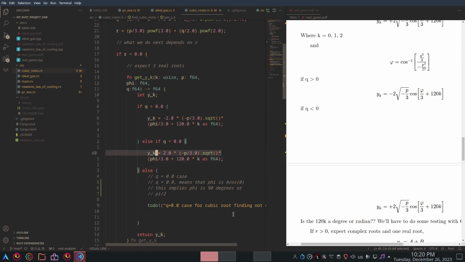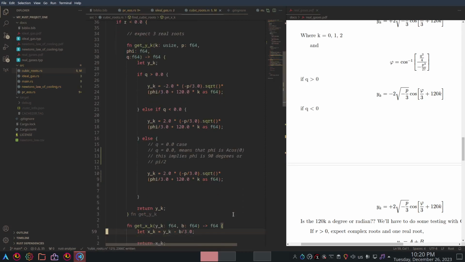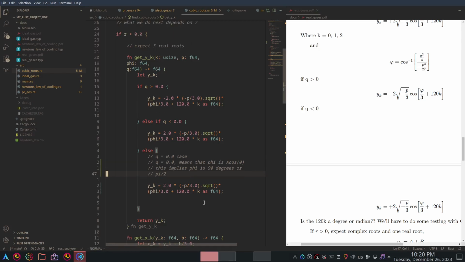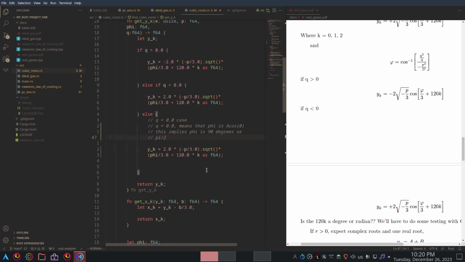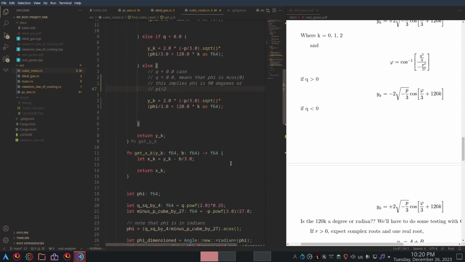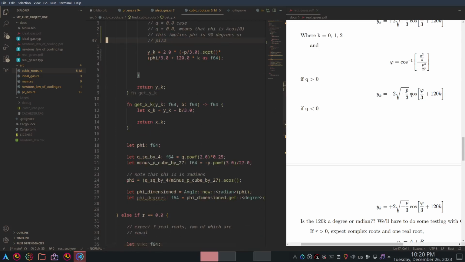So what can I do? I can just copy and paste this here. I'll just use the q less than 0 case, and then paste over the to-do here. So both of them are the same. I can get yk either way. Again, as you saw just now, it will be in a different order, but that is completely okay. So long as you get all three values of yk, then that is fine. So that's the case where q equals 0.